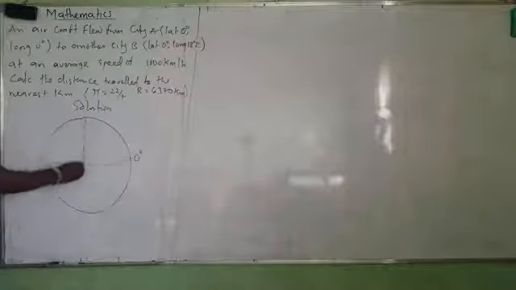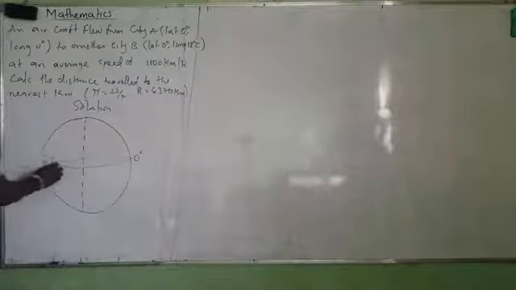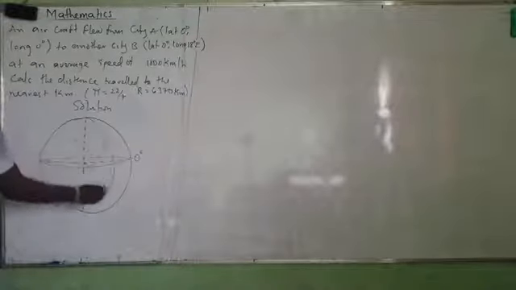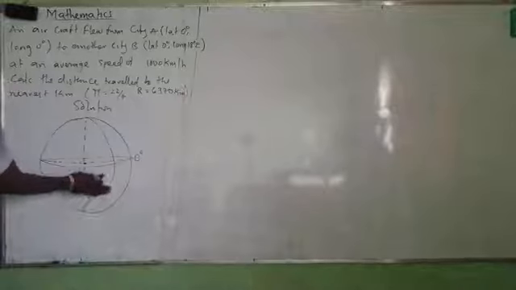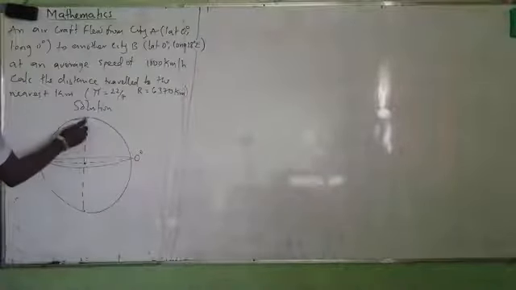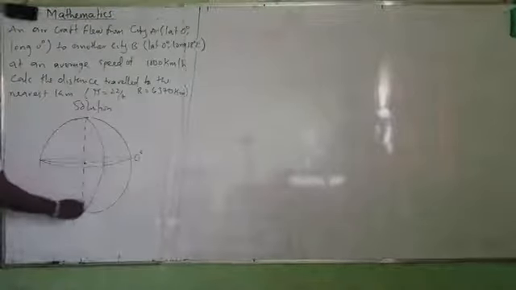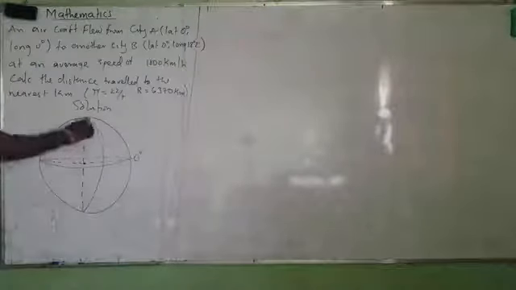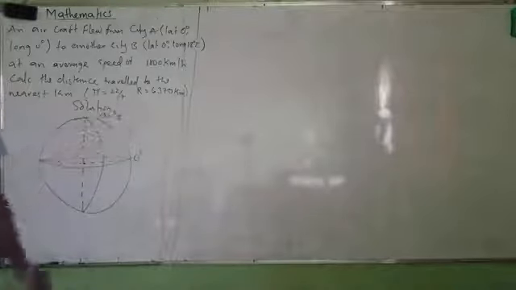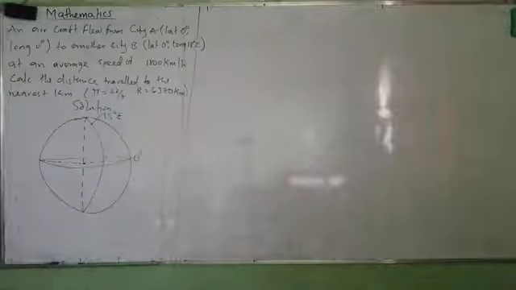Now, if that is the case, don't forget that my center of the earth will be around here. I'm just sketching anyway. Now, I will call this place 18 degree east. Now, what are we looking after? We are looking after the distance along the great circle.